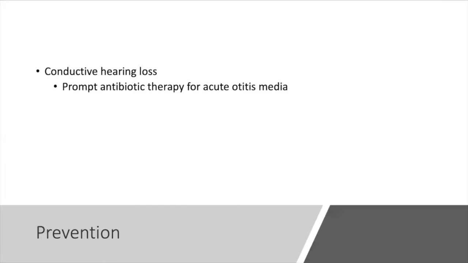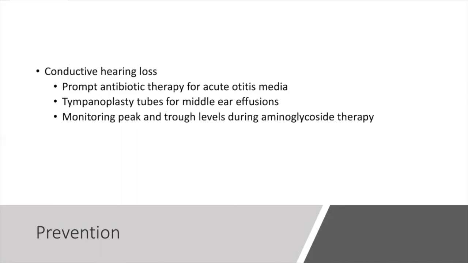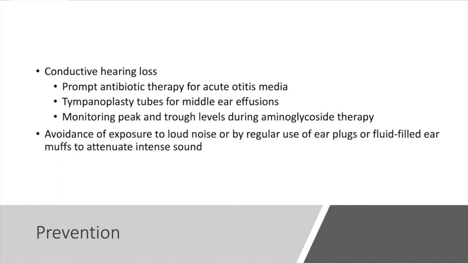Conductive hearing loss may be prevented by prompt antibiotic therapy of adequate duration for acute otitis media and by ventilation of the middle ear with tympanostomy tubes in middle ear effusions lasting more than 12 weeks. Loss of vestibular function and deafness due to aminoglycoside antibiotics can largely be prevented by careful monitoring of serum peak and trough levels. Noise-induced hearing loss can be prevented by avoidance of exposure to loud noise or by regular use of ear plugs or fluid-filled earmuffs to attenuate intense sound.